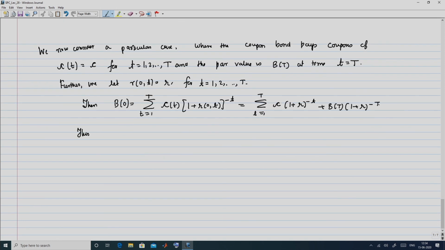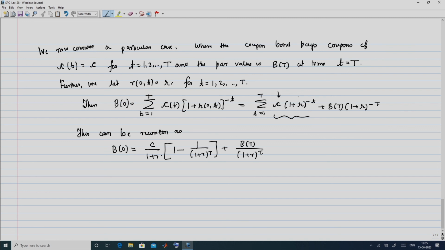So, this can be rewritten as follows, that B 0 is equal to C over 1 plus R. So, I basically made use of the sum of a geometric series, into 1 minus (1 plus R) raised to minus capital T, and for the final term we have the same thing, B of capital T divided by (1 plus R) raised to capital T. So, we replace the C of t with small c here and R 0 t with R, and we have done some algebra and we have obtained this form.